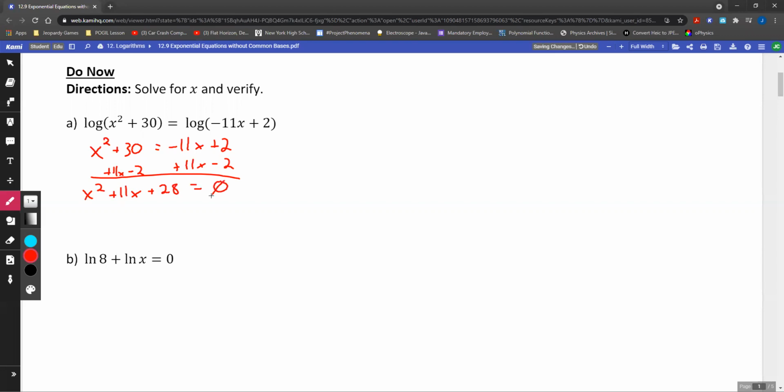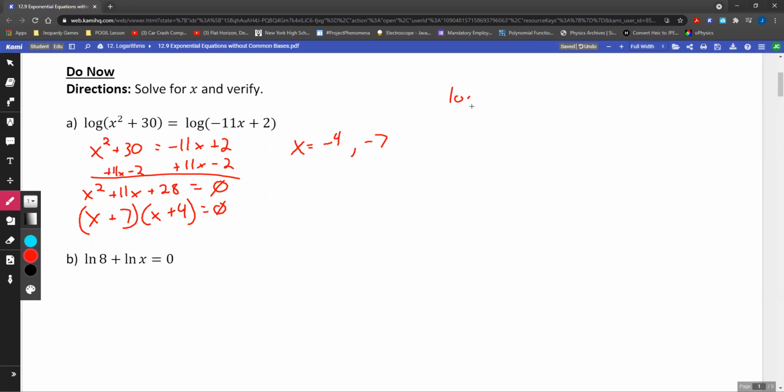Here I have a quadratic, so I need to find two numbers that multiply to 28 and add to 11. So in here, this will be x plus 7, x plus 4, since 7 plus 4 equals 11 and 7 times 4 equals 28. This tells me that my two solutions are going to be x equals negative 4 and x equals negative 7. I can plug this in and see that this is exactly what I get.